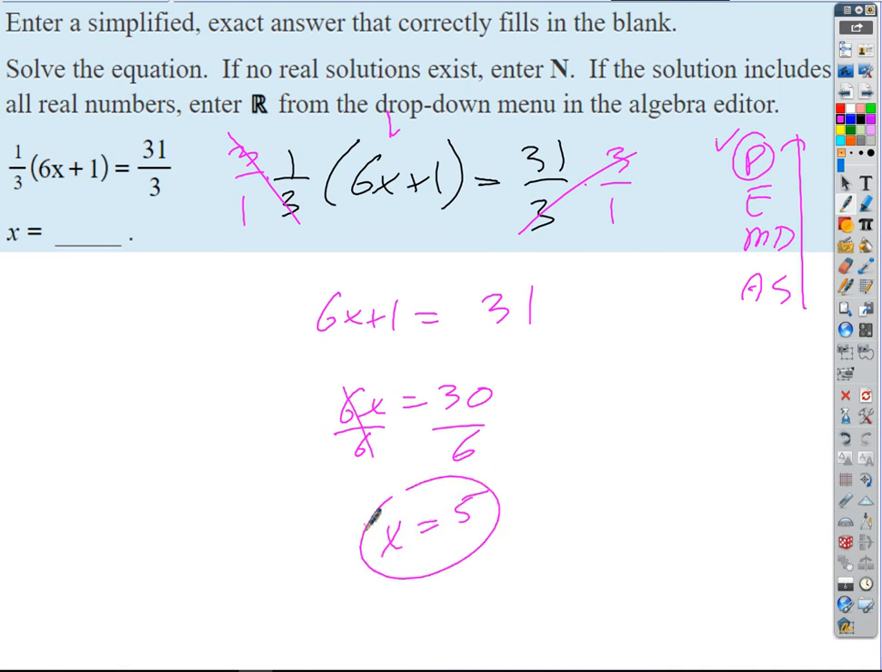Boom. Do I roll the dice? No. I'll check it. Plug it back in. 5 times 6 is 30 plus 1 is 31. 1/3 times 31 is 31/3. Check. It works.